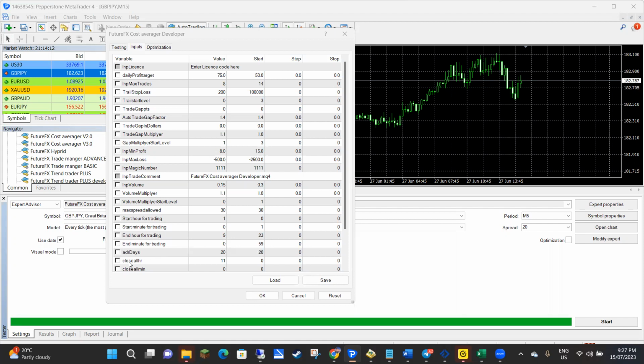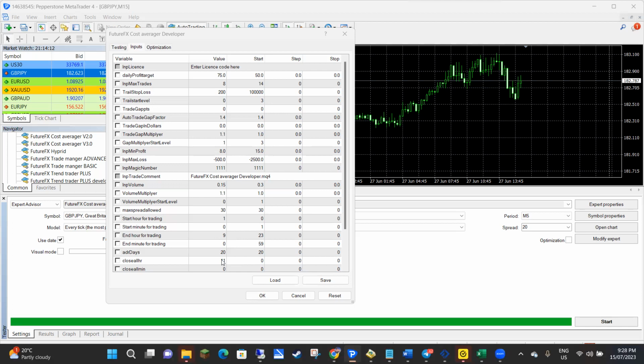And then this is a feature I wanted to talk about, the close all hour and minute. Now, I don't really ever bother with the minutes, but the default setting is 11. And what that's going to do is, it's going to stop taking out initial trades at 9 hours, and it's going to have a 2-hour window until 11, where it can still take out the extra cost averaging trades and hopefully get them all closed as a profit.